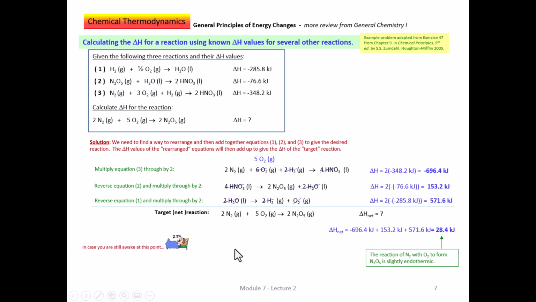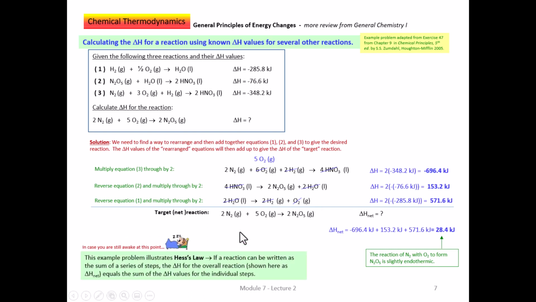Well, in case you're still awake at this point, the example problem we just did illustrates something called Hess's law. And that is, if a reaction can be written as the sum of a series of steps, so we wrote this reaction as a sum of a series of steps, then the delta H for the overall reaction, meaning our target reaction here, is simply the sum of the delta H values for the individual steps. But you'll notice I just didn't add these 3 delta H values up. I added the delta H values up of the rearranged equations.